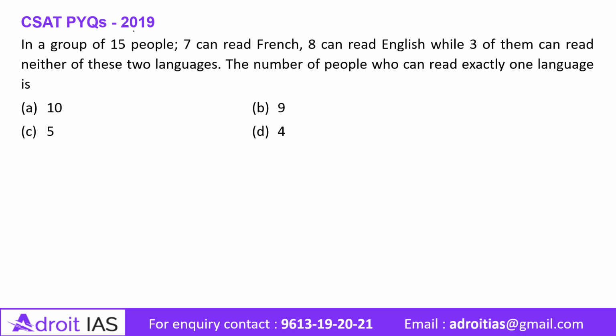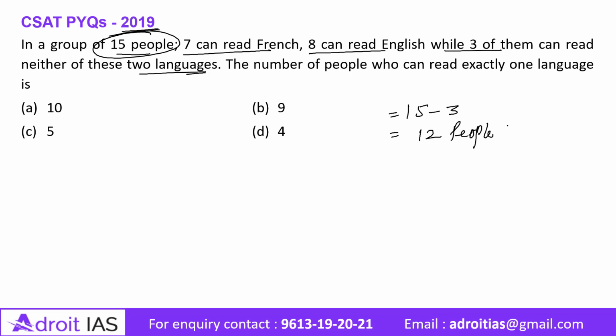Okay, the next question is from the 2019 question paper, right? In a group of 15 people, 7 can read French, 8 can read English, while 3 of them can read neither of these 2 languages. 3 of them read neither of these 2 languages, everyone, right? So total 15 people are there, 3 of them read neither of these 2 languages. So total 12 people are there who can read. Right? So only 12 people are there who can read.